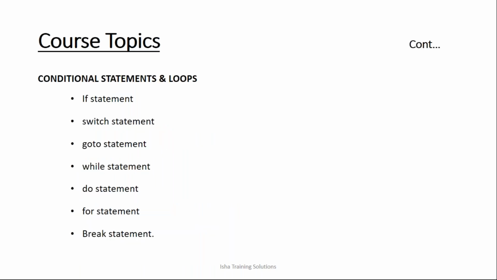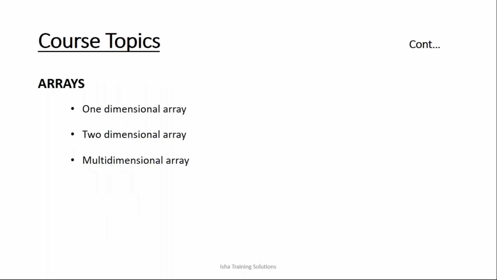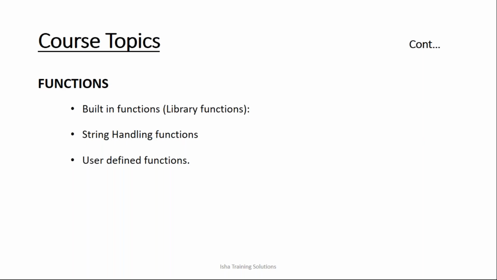Next is conditional statements. We have different conditional statements: if statement, switch statement, goto, while, and so on. We can use all these statements in writing a program. Next, arrays. We will see what an array actually is. We have three types of arrays: one-dimensional, two-dimensional, and multi-dimensional.